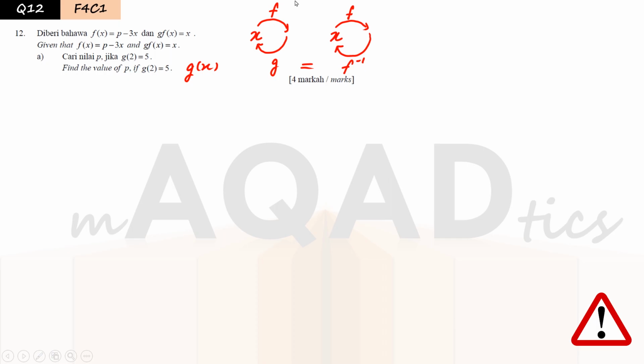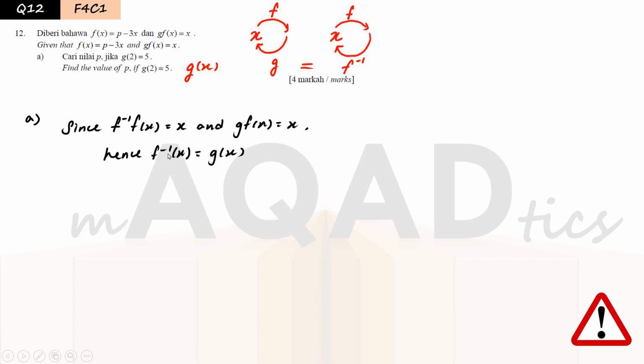How do we write this as a sentence? We can write it this way, which is something we have learned: f inverse of f of x equals x, and this is the information given in the question. If we compare these two, you can see that f inverse of x is equal to g of x. So to find g of x, we need to find the inverse of the function f of x.